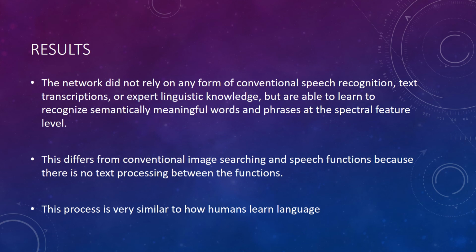Just more about the results. Overall, the network did not rely on any form of conventional speech recognition, text transcriptions, or expert linguistic knowledge, but it was able to learn to recognize semantically meaningful words and phrases at the spectral feature level. This differs from conventional image searching and speech functions because there's no text processing between the functions. And overall, this process is very similar to how humans learn language, since humans learn to look at an object and associate the spoken word with it. It's more natural, or at least the human way that it's learning.